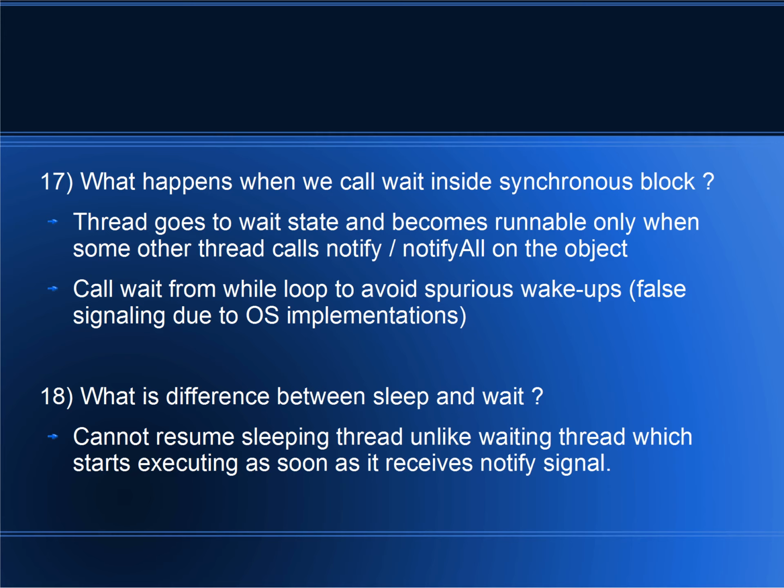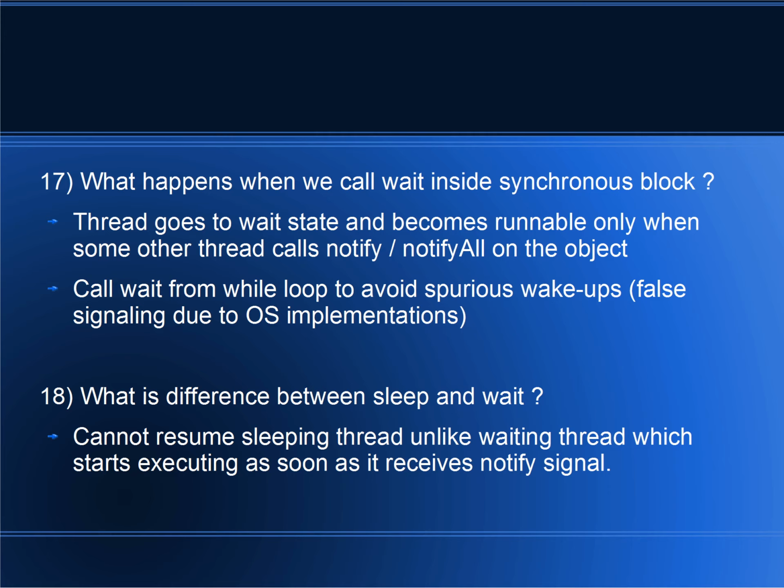There's another thing which we need to take care of while implementing a wait notify mechanism. There is a phenomenon called spurious wake-up. Spurious wake-ups are false signaling due to some OS implementations. Due to this false signaling, a thread may get into runnable state from wait state. To avoid such scenarios, we should put a wait method inside a while loop and it should constantly check for that condition. And if that condition is not met, then the thread should be again put into wait status. This way, we can avoid issues due to spurious wake-ups.